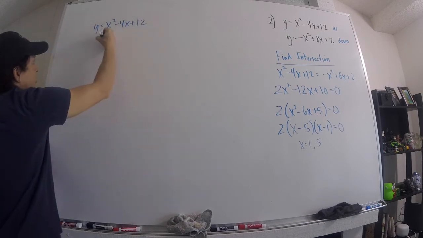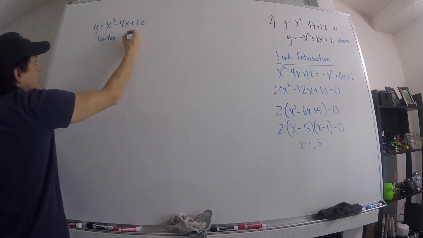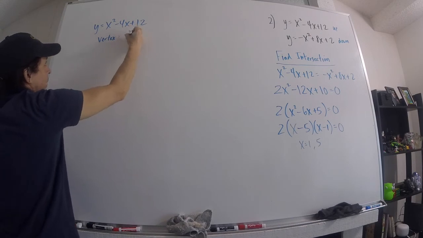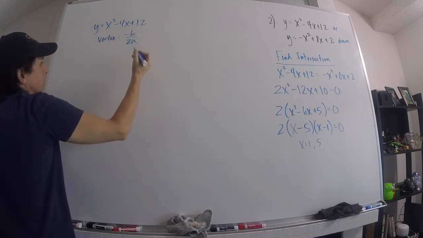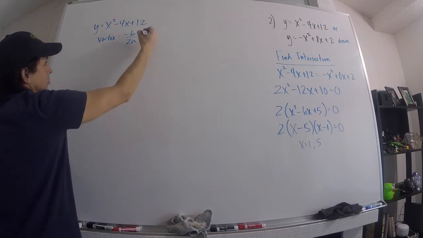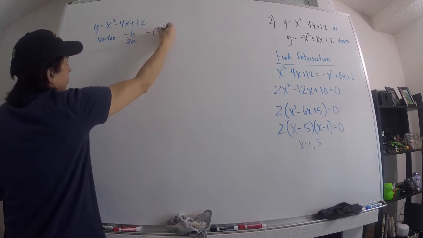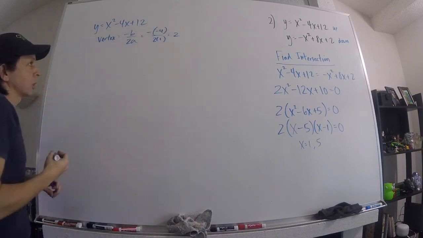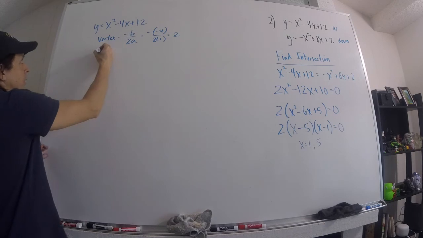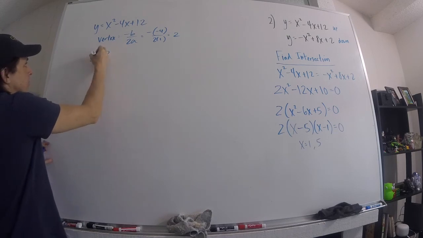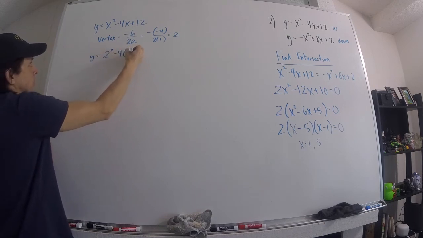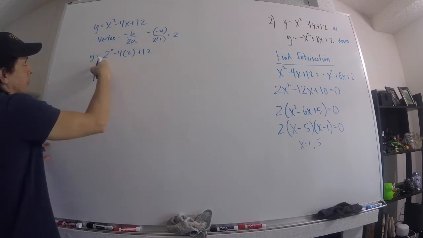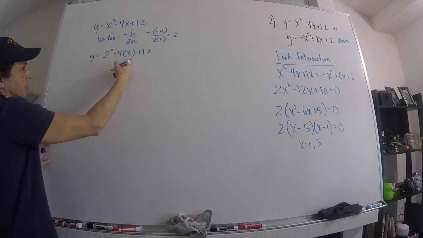here my vertex is at negative b over 2a. So it would be, let me see, negative negative 4 over 2 times 1, which would give me positive 2. So it's going to have a vertex at 2. And when I plug in the 2, I'm going to get 4 minus 8 plus 12. So it would be 8.